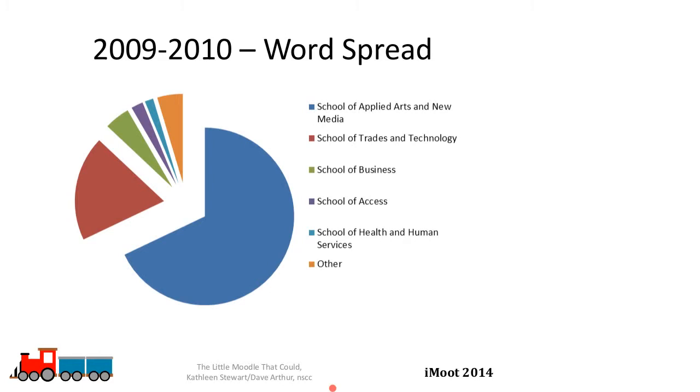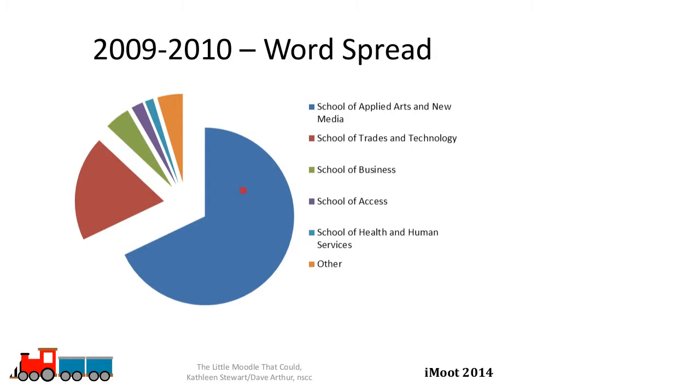And this is a little pie chart that Dave did up for something else that we were doing a while ago, which just shows, as we got going and word spread, how our usage was broken down. Most of it was the School of Applied Arts and New Media. That is the school within our organization where the IT programs are run. But we also had a sizable chunk for the School of Trades and Technology, and then little tiny bits for the other schools in our college.